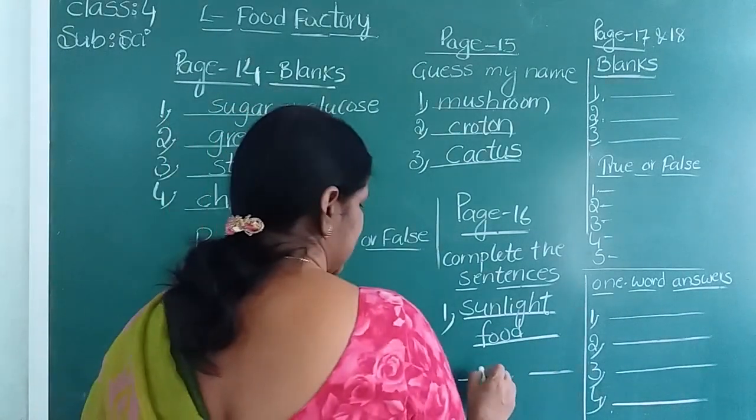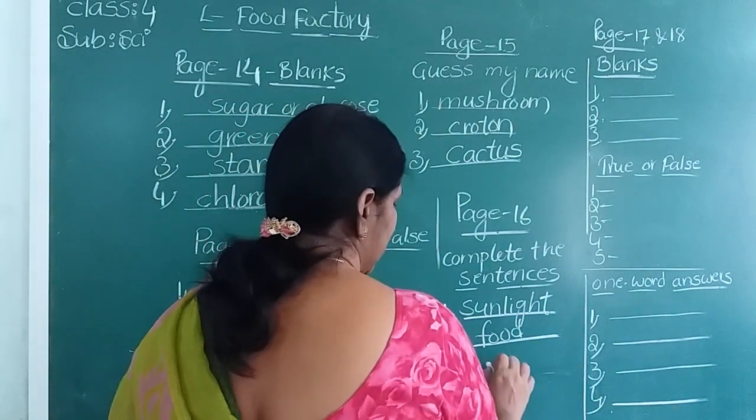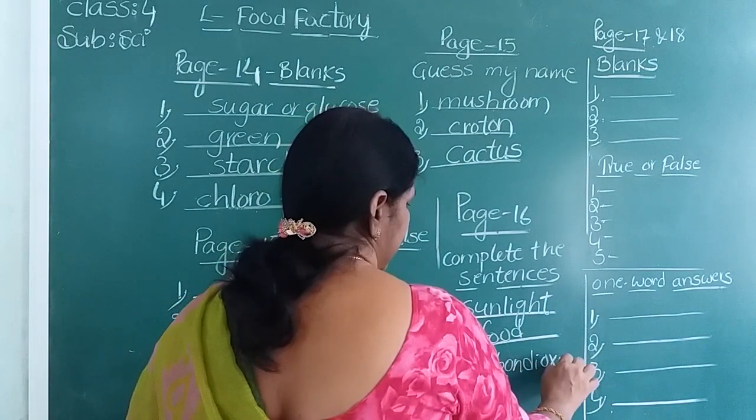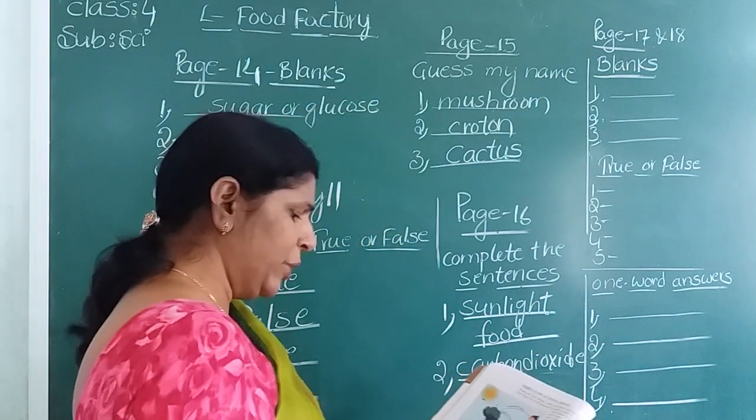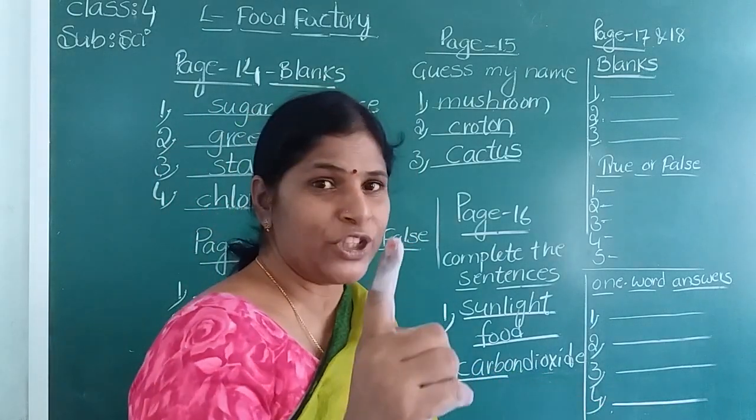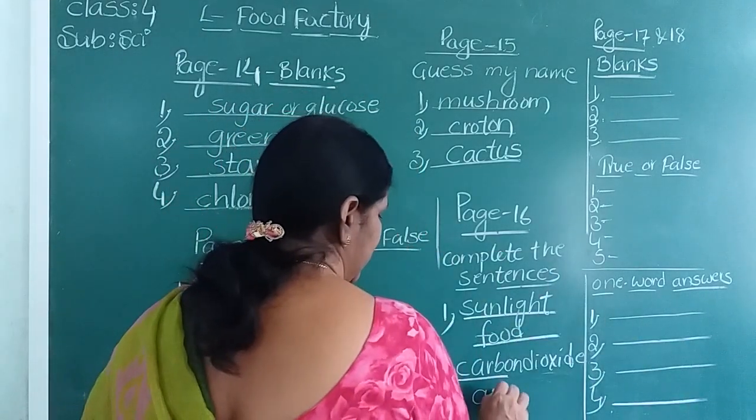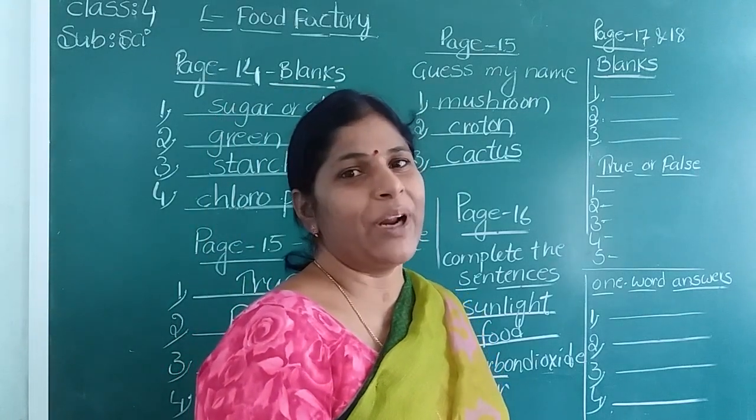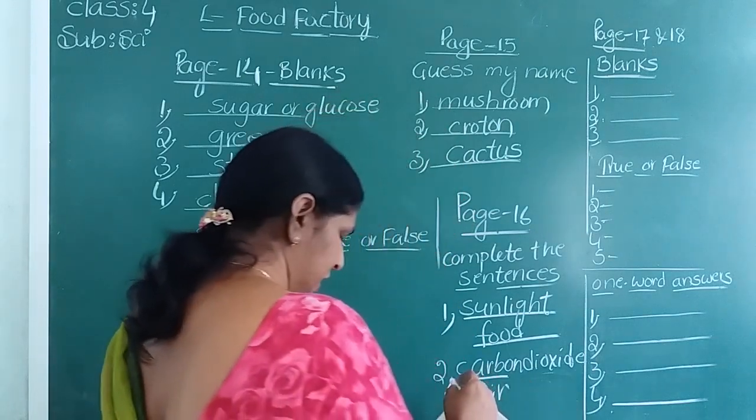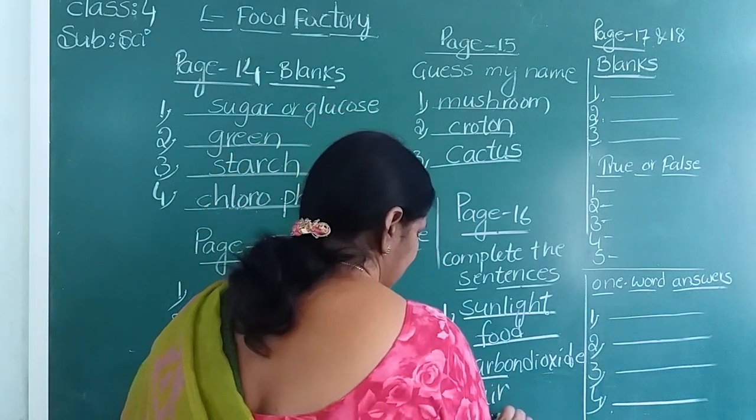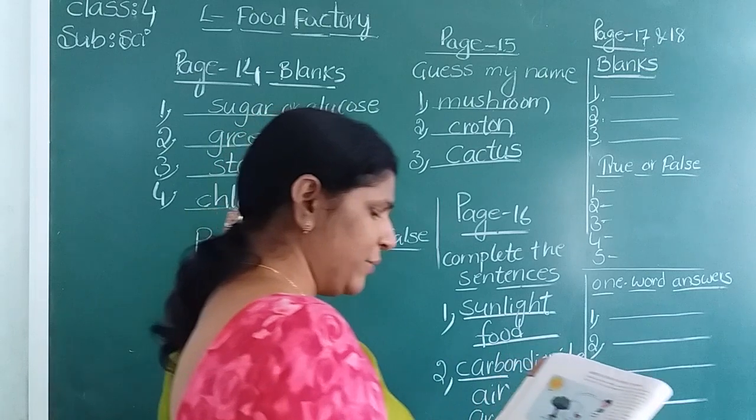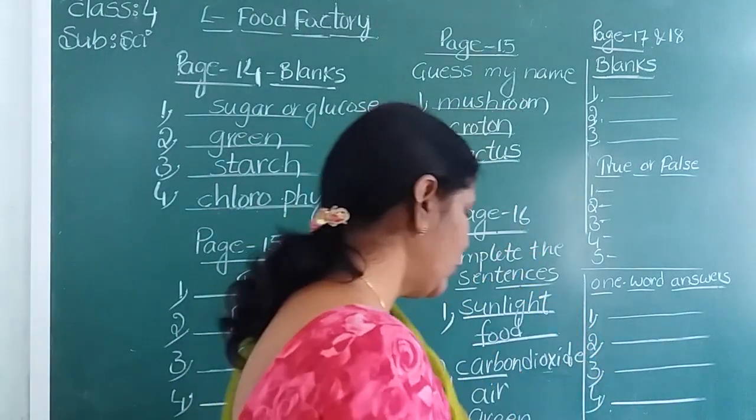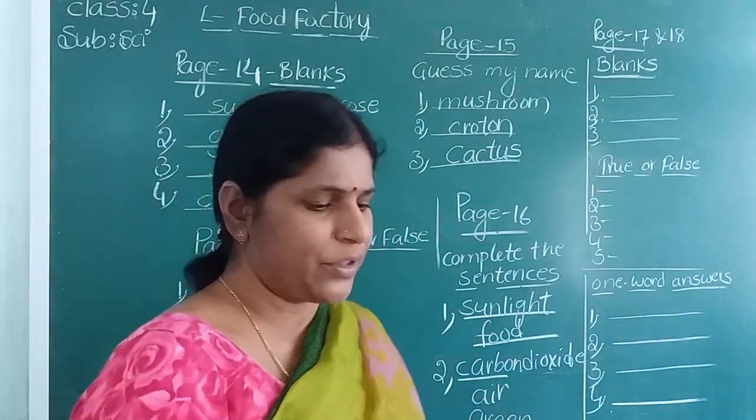So, carbon dioxide. The spelling is very tough, so write carefully. We breathe out carbon dioxide which goes into the air. Who will take the carbon dioxide from the air? Green plants only. Green plants use the carbon dioxide from the atmosphere or air. You have to write air or atmosphere.